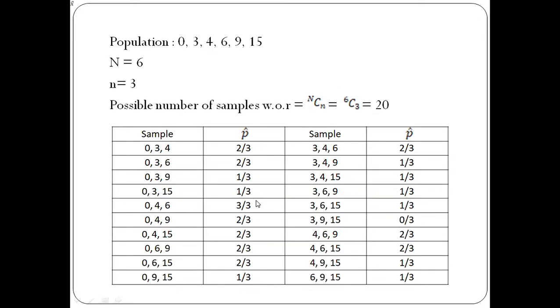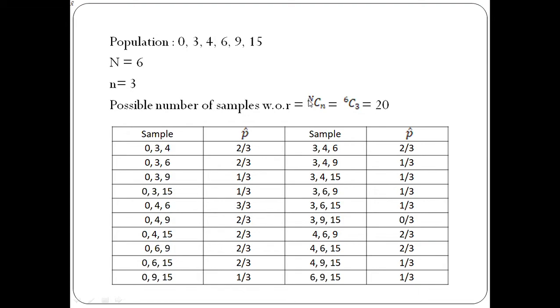Starting the question as we have done before, first of all you have to specify or write the population, then capital N, which is population size, and small n, which is sample size. And then the third step is finding the possible number of samples without replacement, as it was mentioned in the question that it is without replacement.